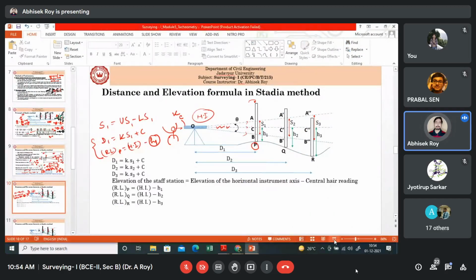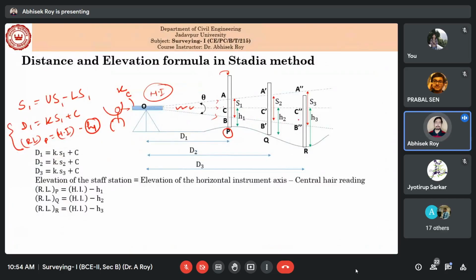So in similar fashion, we just go and place our staff, note down the upper stadia, lower stadia, and middle stadia readings, and we can calculate the distance as well as the elevation. So it is a much faster method of calculating the RL as well as the horizontal distance.